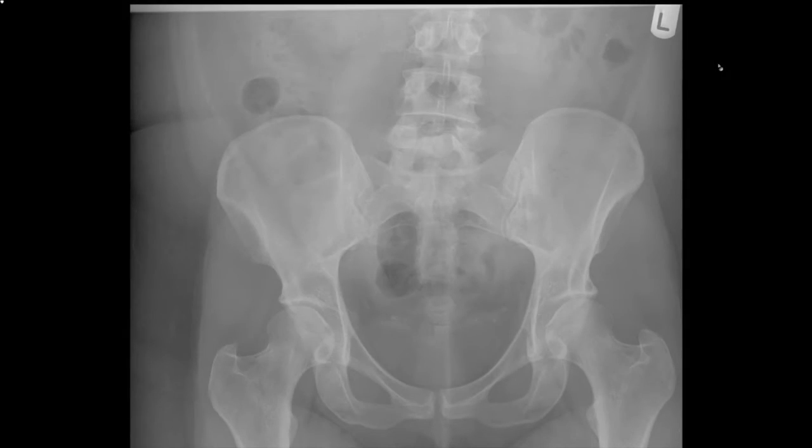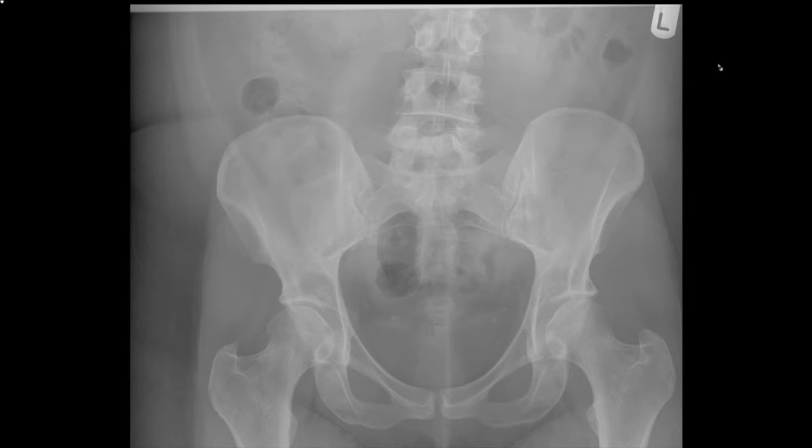Pelvic x-rays are one of the most common x-rays we perform in the radiology department. The commonest indication is for possible fracture of the neck of femur. So here we have a normal x-ray of the pelvis.